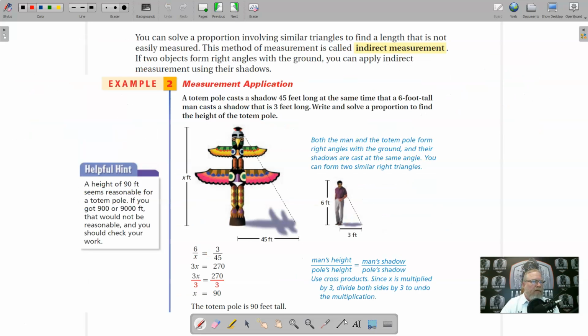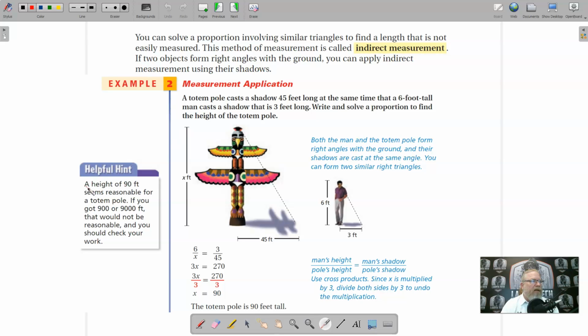Look at the next one. You can solve a proportion involving similar triangles to find the length that is not easily measured, such as this tall totem pole. We're not sure how tall it is, but we're going to use some indirect measurement to find it out. This method of measurement is called indirect measurement.